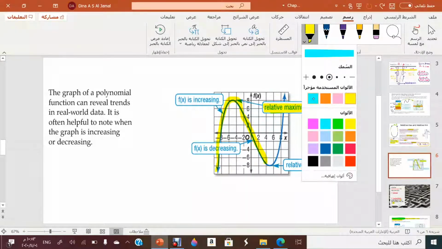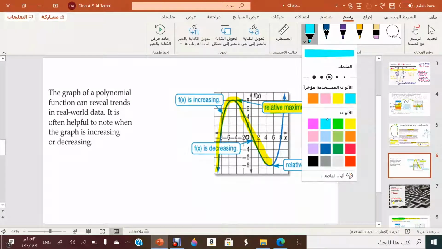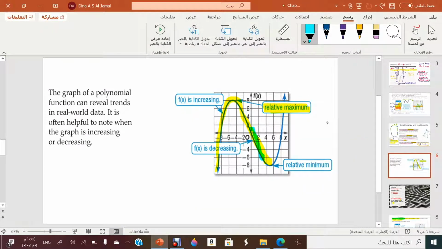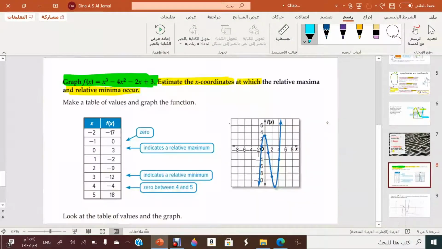Then whenever you are having it decreasing, and let's take the other color, decreasing then increasing again, you will be having relative minimum. And we talked about the other terminologies, the extrema and the turning points. Now let's try together. How can we estimate the x coordinates, and how can we know where the relative max and minimum will occur for you? So let's analyze it from the graph.